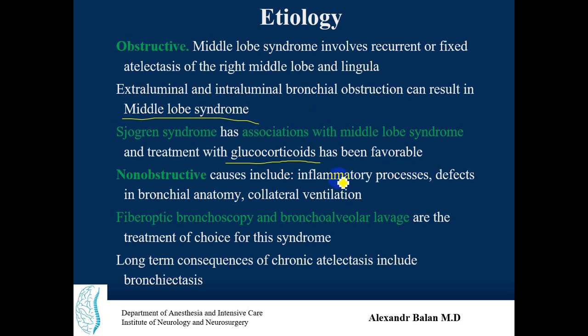Non-obstructive causes include inflammatory processes, defects in bronchial anatomy, and collateral ventilation. Fiberoptic bronchoscopy and bronchoalveolar lavage are the treatment of choice in this syndrome. And long-term consequences of chronic atelectasis include bronchiectasis.